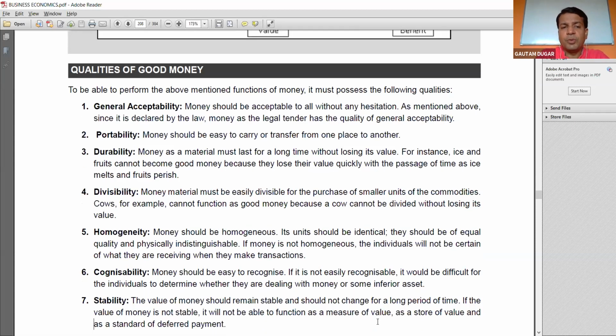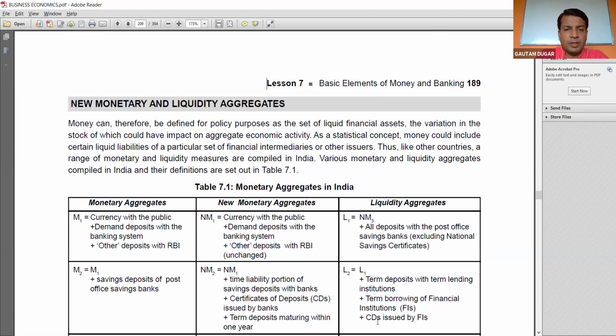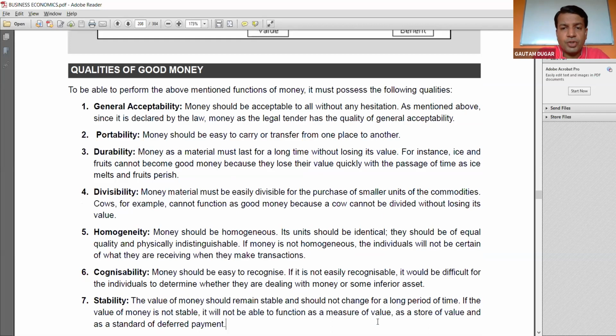Homogeneity: money should be homogeneous. Cognizability: it can easily be recognized, and it should be stable. The value should remain stable over a period of time.